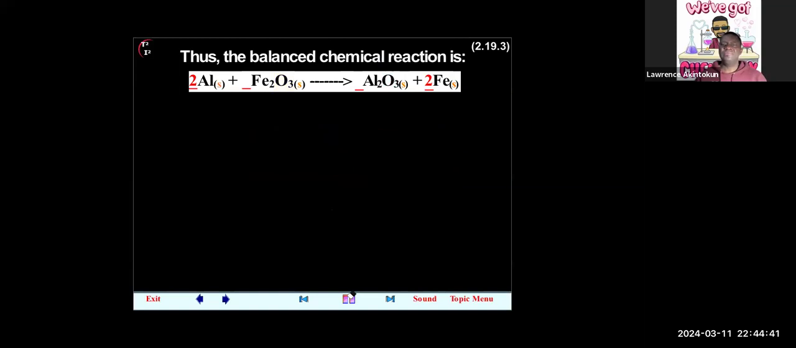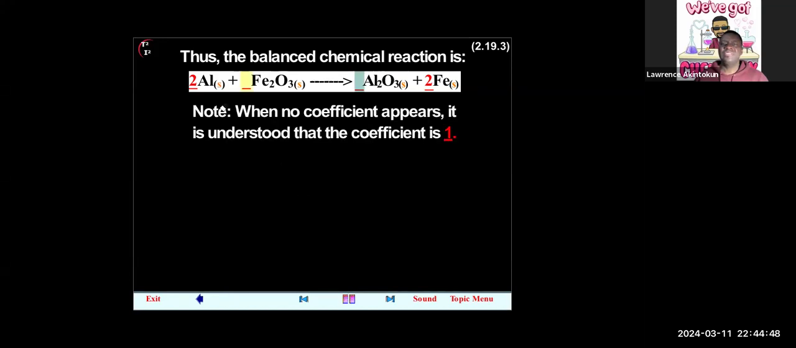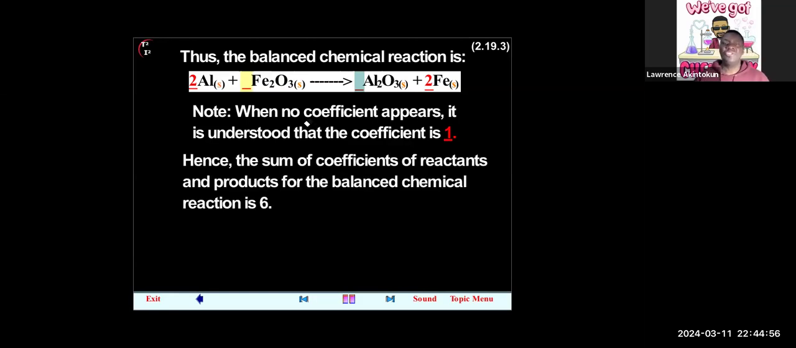So if you check now, we can look at the equation and see that when there is no coefficient in front of a formula, it is assumed or known to be 1. All right? So there is 1 in front of Fe2O3. There is 1 in front of Al2O3.